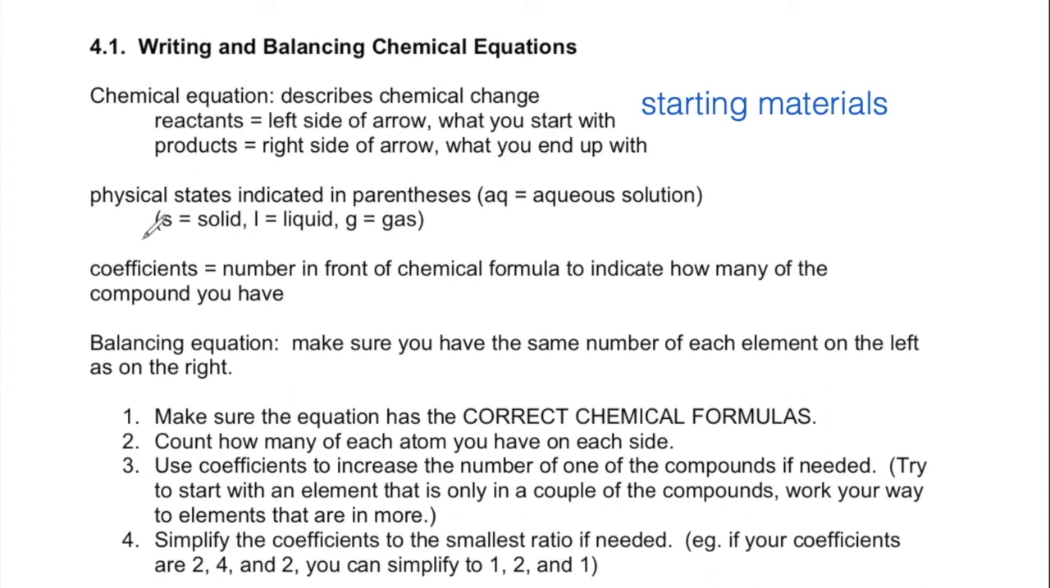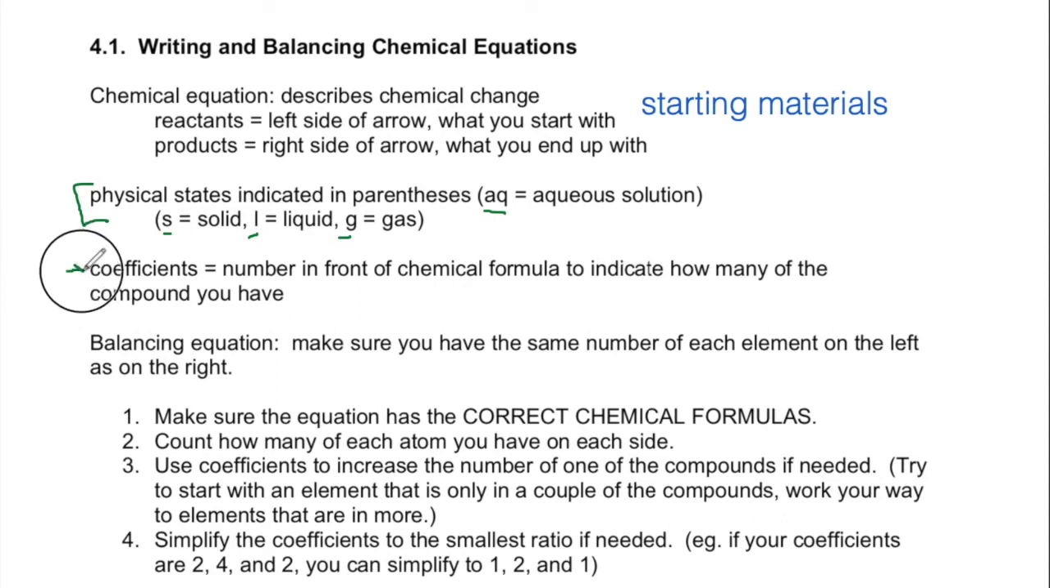The chemical formula for each compound or element is written in the chemical equation on one side of the arrow or another. And next to each compound, each chemical formula, you should include the physical state. It could be a solid, a liquid, a gas, or it could be dissolved in solution in water. Aqueous solution means that it's dissolved in water. A lot of reactions take place that way.